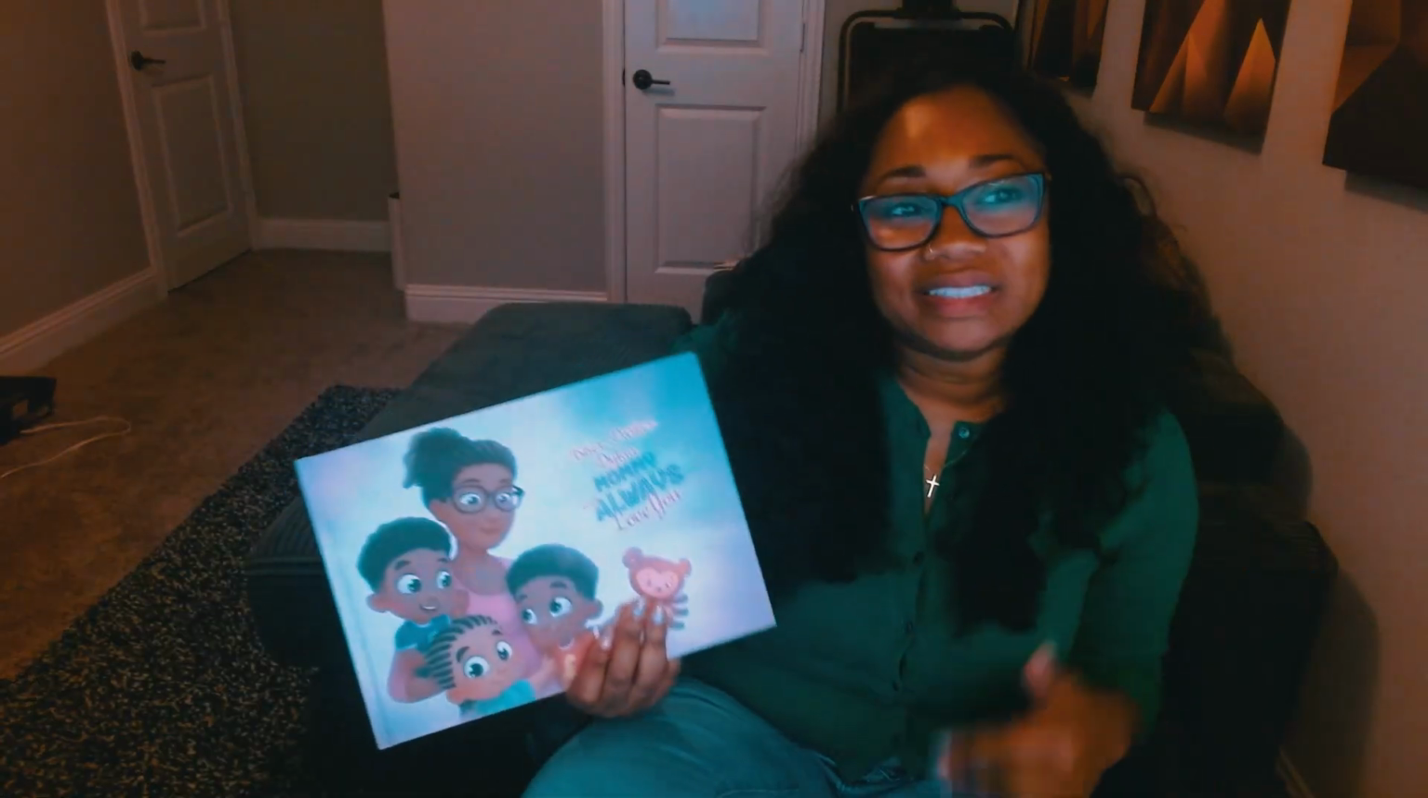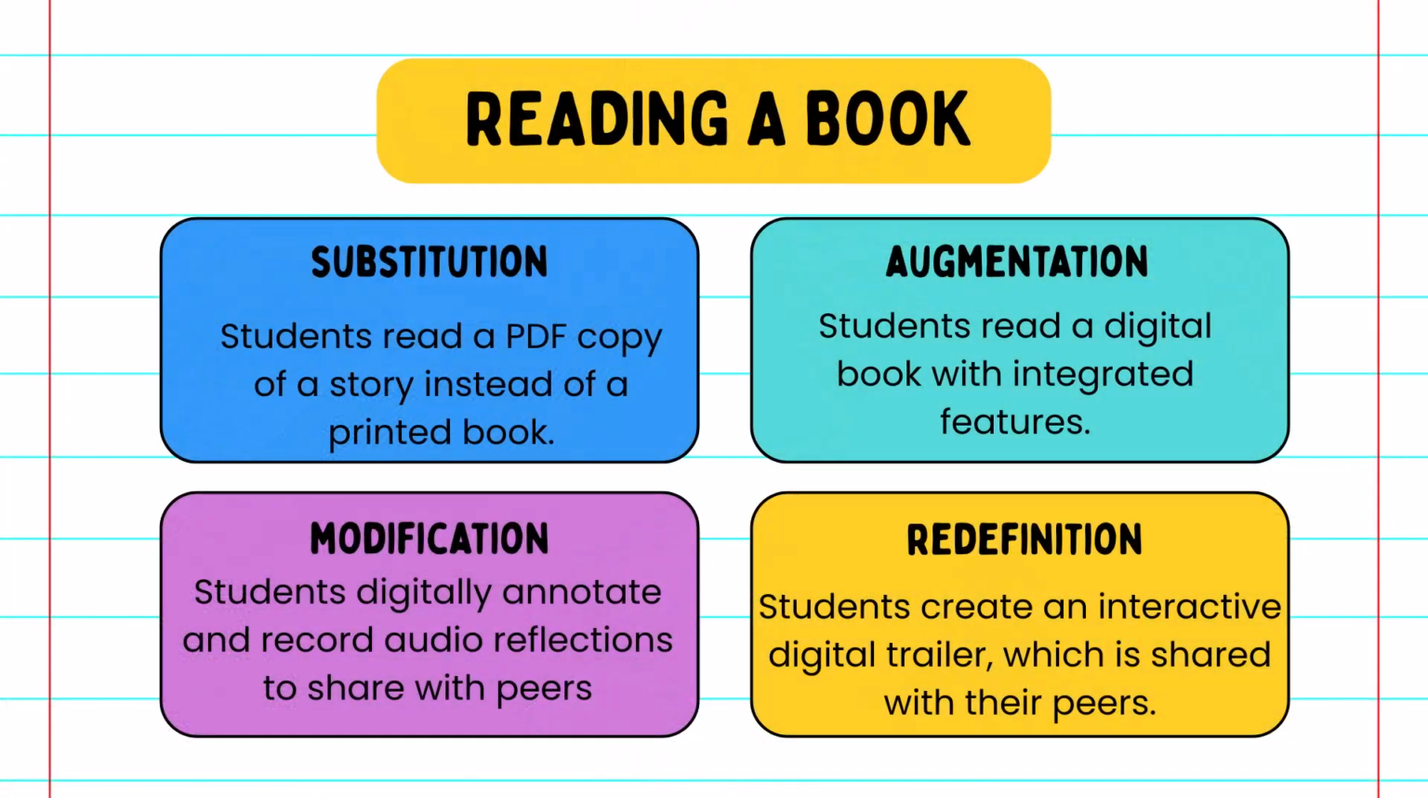Let's take reading a book. Well, in substitution, students can read a PDF copy of a story instead of a printed book. In augmentation, students can read a digital book with integrated features such as text-to-speech or highlighting.